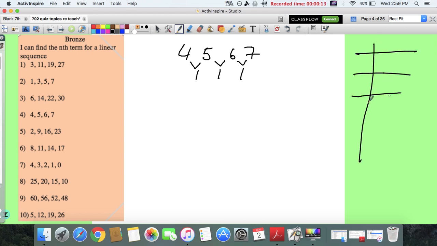So the first term of my sequence, the first number of my sequence is a 4. The second number is a 5. The third number is a 6. The fourth number is 7, and so forth and so forth. So you can write it this way.